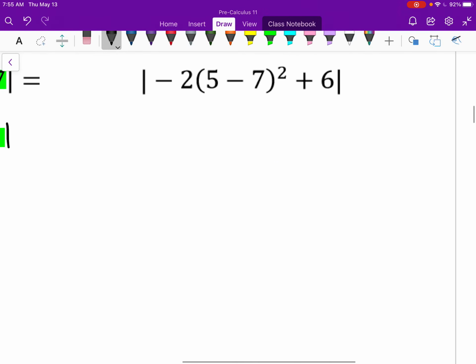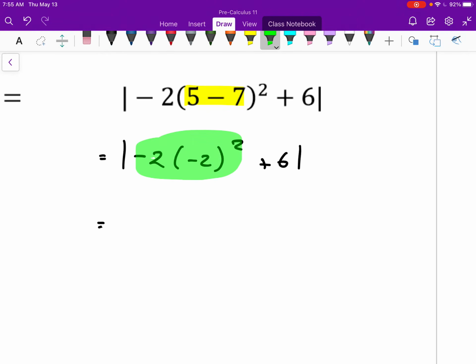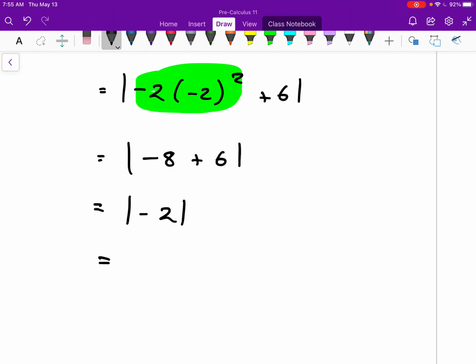And the last one. A lot of stuff going on, but really the key thing to realize is that everything we see here is inside the absolute value. So the very last thing I'm going to be dealing with is the effect of that absolute value. So order of operations, 5 minus 7 is -2. So I have -2 times -2 squared. I'll just do all of this together. -2 times -2 squared is the same as -2 times 4, which is -8. -8 plus 6 is -2. And now finally, the absolute value of -2 is +2.